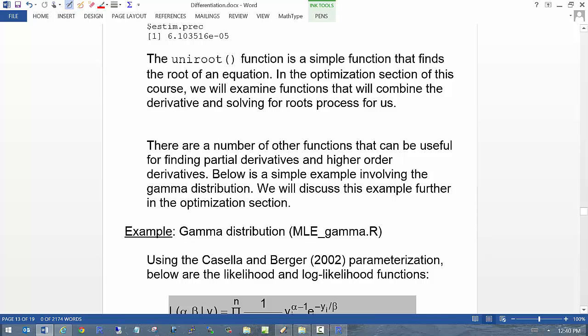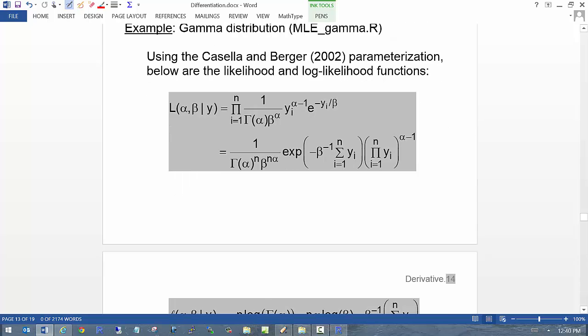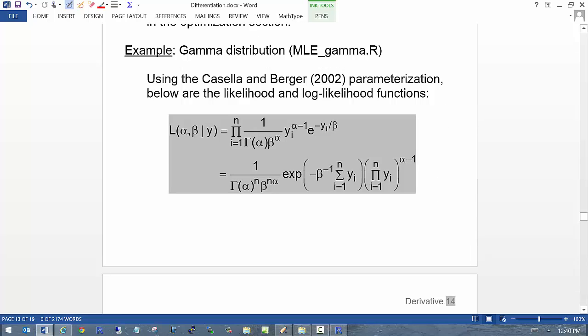Okay. Let's take a look at a little bit more complex example where a closed form expression for the maximum likelihood estimate does not exist. And also let's say that there are actually, in this case, two maximum likelihood estimates that one needs to find for the two parameters. So we're going to look at the gamma distribution now. And so using a Casella-Berger parameterization, we can write out our likelihood function. It's a function of two parameters, alpha and beta. Our data is going to be in y.